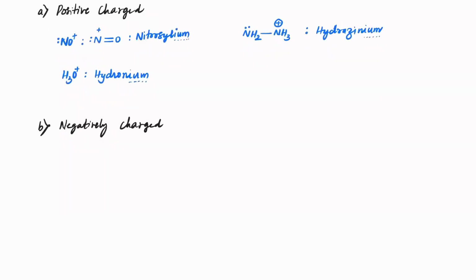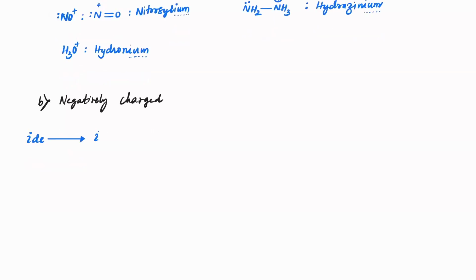Next, negatively charged ligands. You remember it like this. If you have any ide-ended salts, that means salt ions which end with the ide suffix, then you have to make it into ido while writing the ligands. Got it? So ide will become ido. Now, this is as per new IUPAC naming. In old IUPAC naming, the ide was written simply as o.